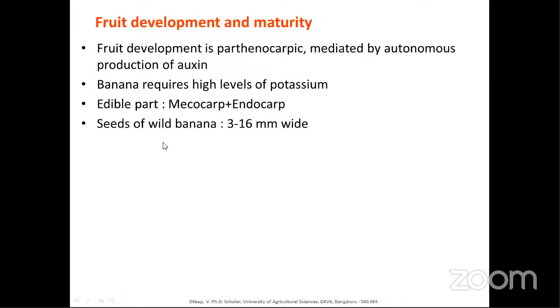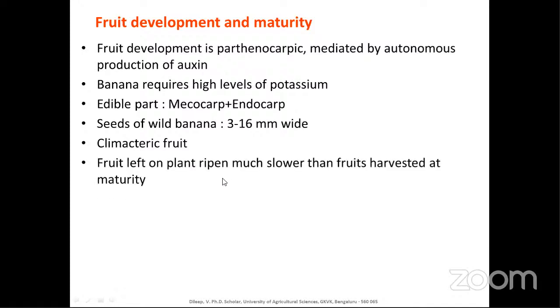Okay, and the seeds of wild banana are actually 3 to 16 millimeters wide. I said it is almost more than that of coffee beans, okay? More than that, the beans will be there. So this is a climacteric fruit. It means it ripens even after harvesting. So fruit left on the plant ripens much slower than fruit harvested at maturity. Hence it is a general tendency that whenever the bunches are mature, people will inspect them, cut the bunch and store it in a room. After that, the fruit will start to ripen faster.